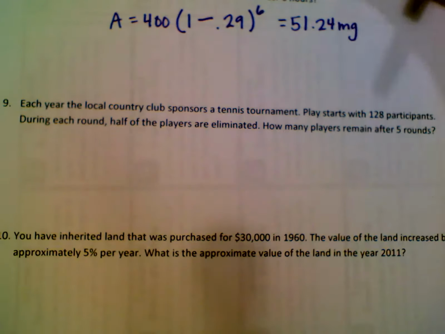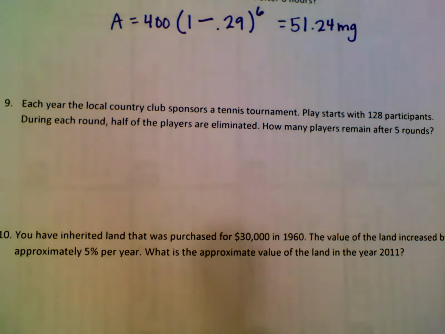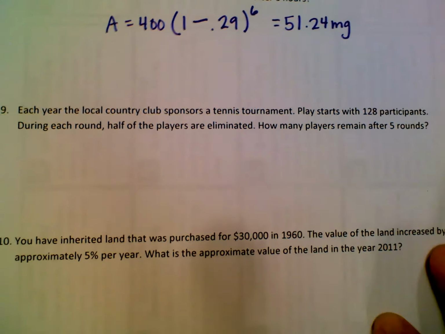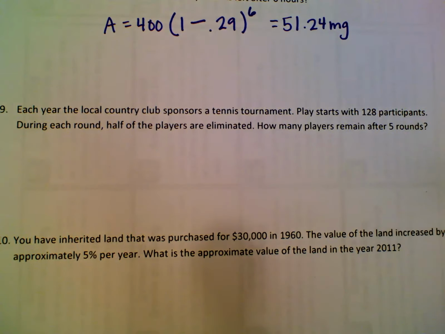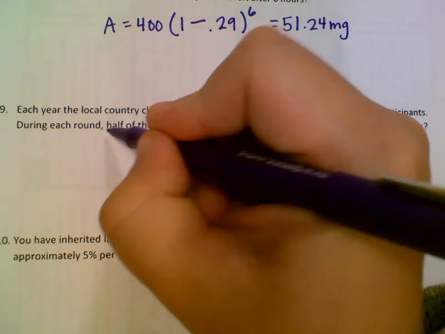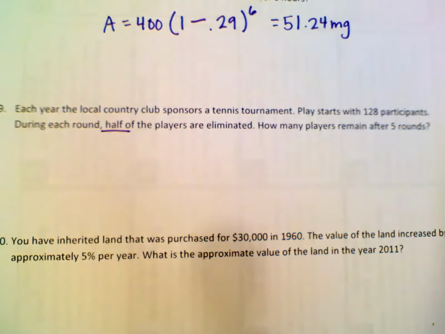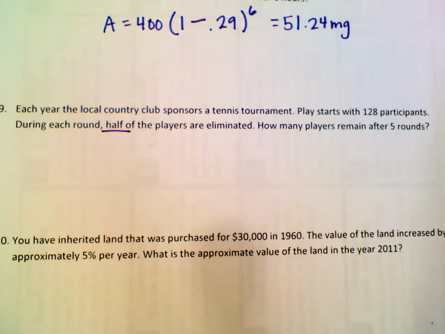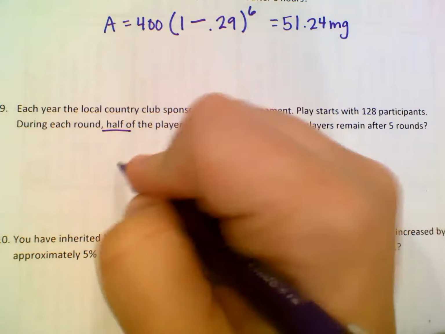All right. Each year, the local country club sponsors a tennis tournament. The play starts with 128 participants. During each round, this is interesting, half of the players are eliminated. How many players remain after 5 rounds?